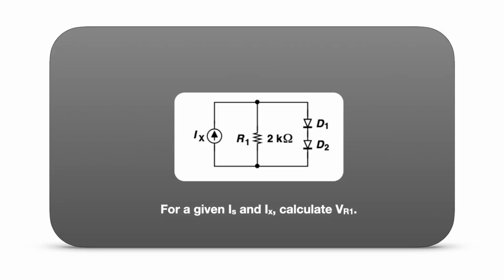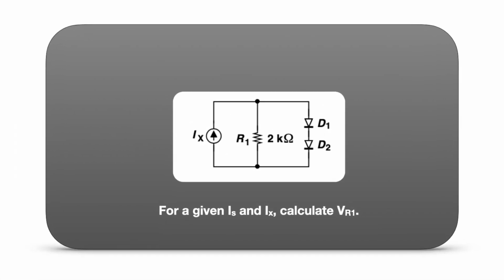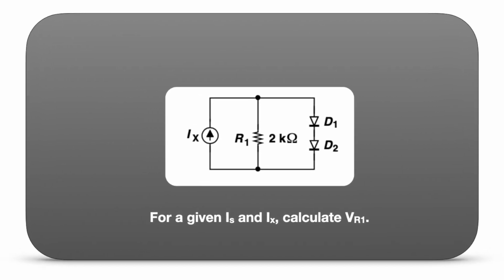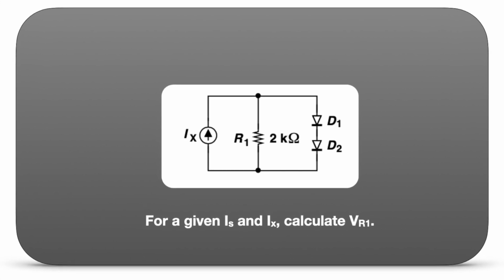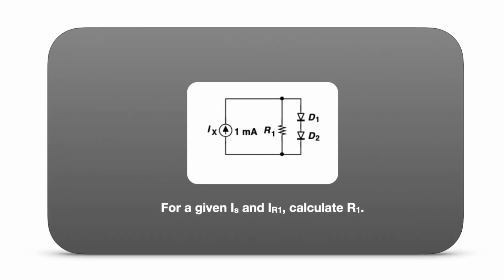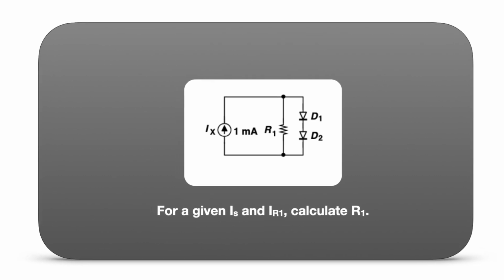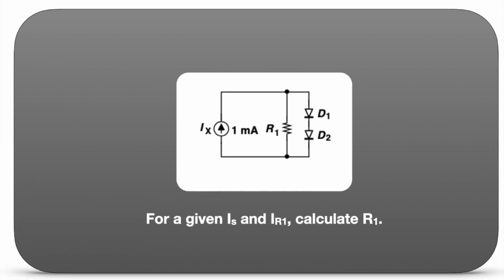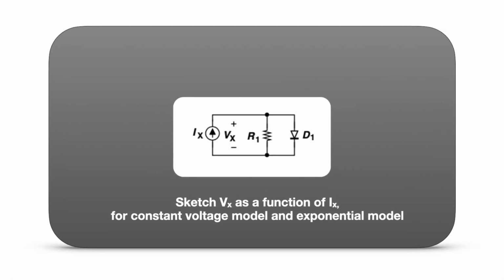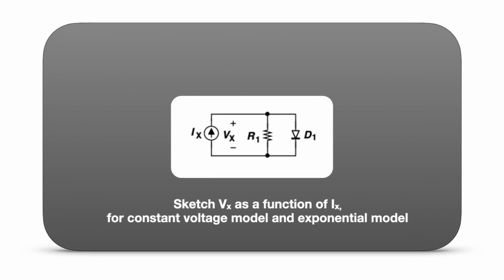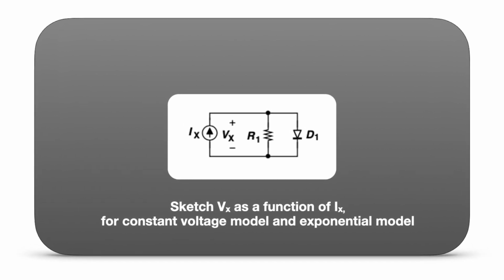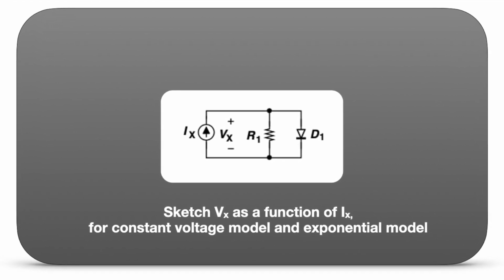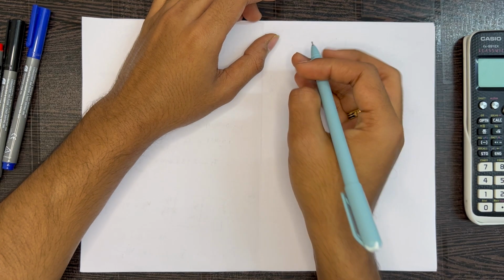for the given set of values of supply current and voltages. And next, we'll replace the single diode with two identical diodes and saturation current is given. We'll calculate the voltage across R1 for a given supply current. And also if the resistor carries a current and then saturation current is given, then we'll calculate the resistance value. And finally, in this video, we're going to plot Vx as a function of Ix for this circuit, assuming the diode follows a constant voltage model and then an exponential model. So let's start with the 25th question.